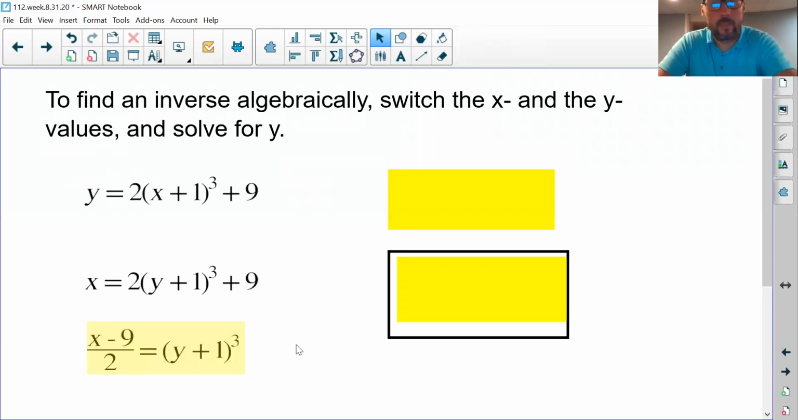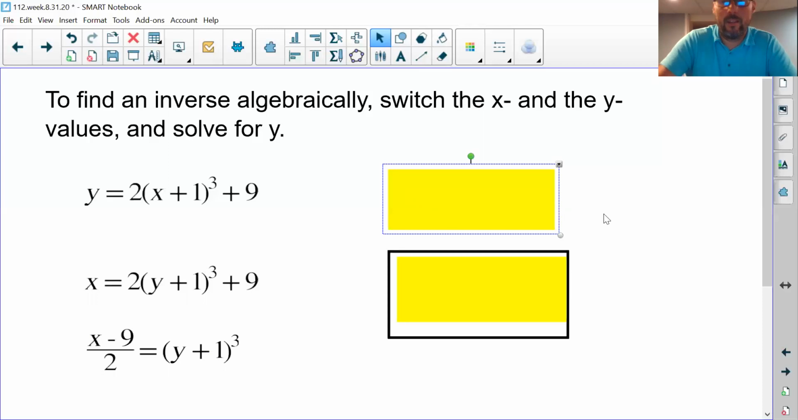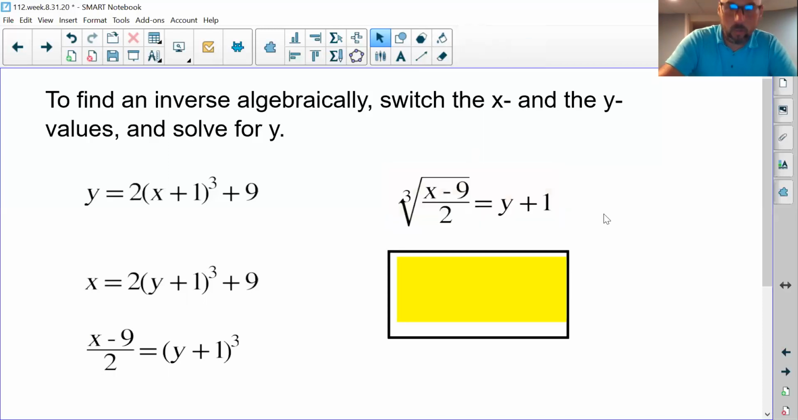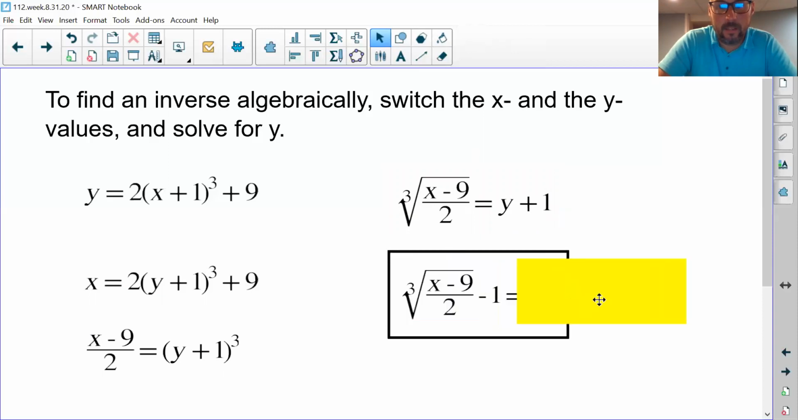Give me this. You may be tempted to distribute 2, but that's a massive mistake. You can't multiply before you do these exponents. So it's not even an option. And then now, how do you undo cubing something? There's only one thing that undoes cubing, and that is cube rooting. And then finally, subtract 1 on both sides, and you get this. This expression right here is the inverse of this function.